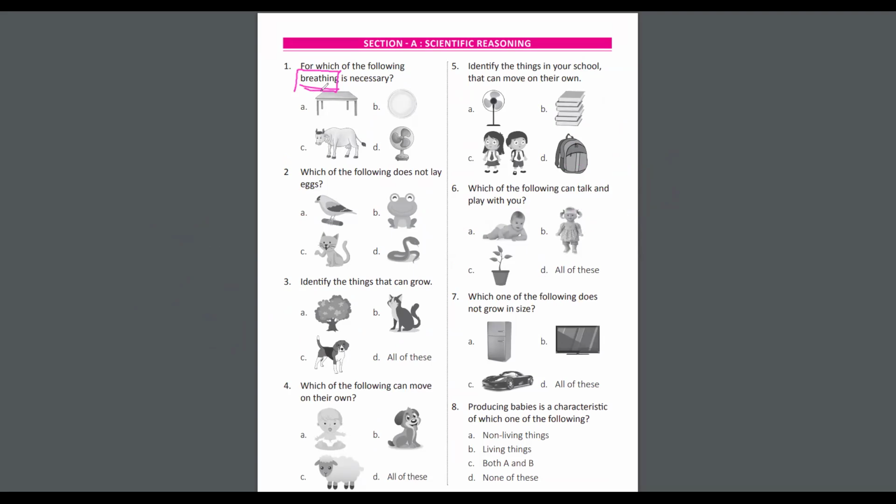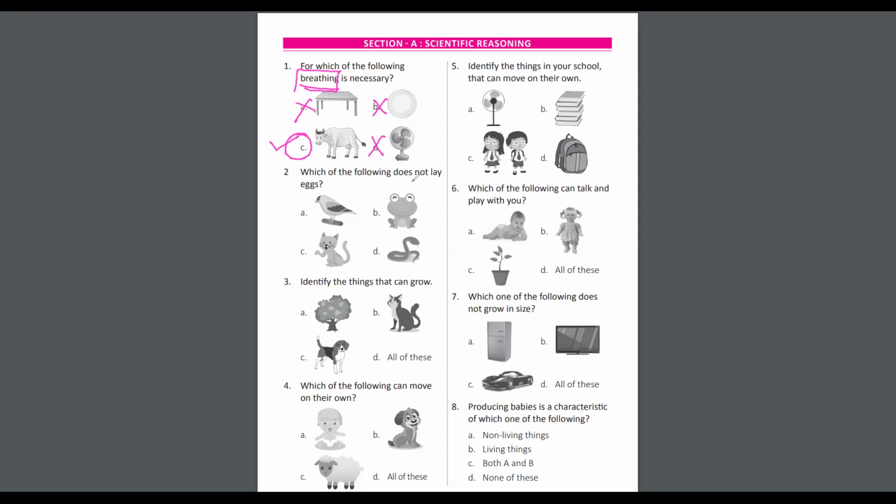We just learned about living things and non-living things. All living things can breathe. So which one is your living thing? This is not a living thing. This is not a living thing. This is not a living thing. Only this is your living thing. That means C is your correct answer. Next we have, which of the following does not lay eggs?